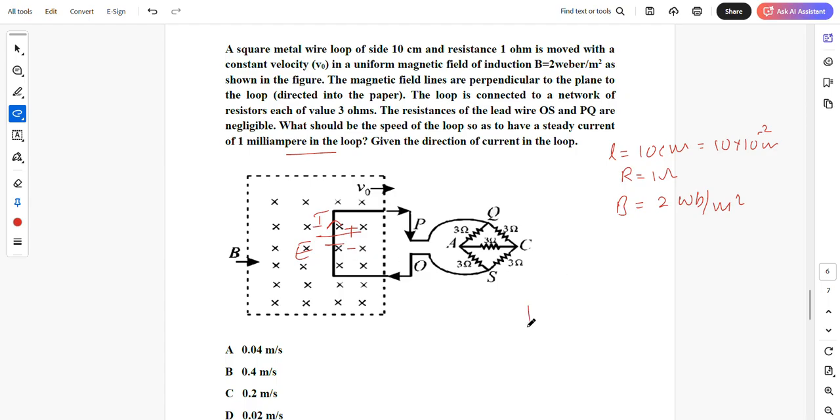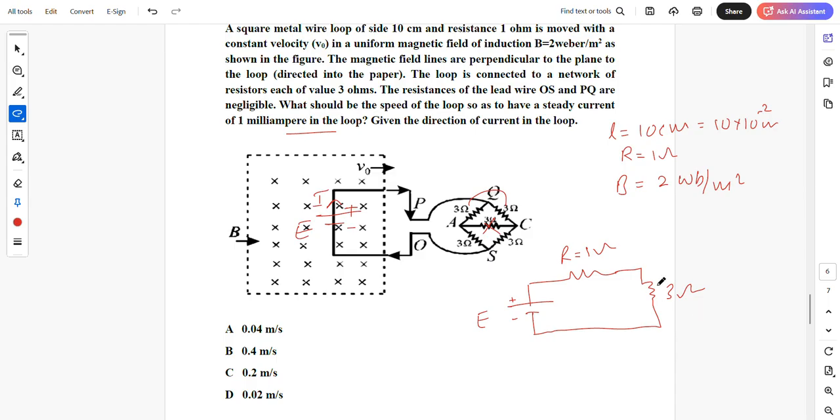Now, if I write the equivalent circuit for this one, this is plus and this is minus, this is E, and this resistance R is equal to 1 ohm. Now if I observe this one, this is a balanced Wheatstone bridge, 3 by 3, 3 by 3. This gets cancelled. 3 plus 3 will be 6. 6 in parallel with 6 will be 3 ohm.